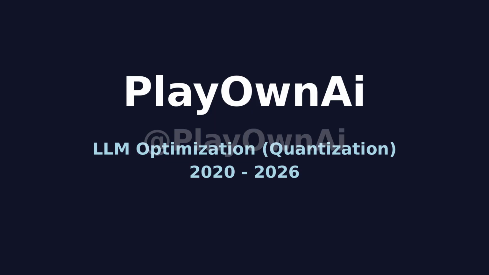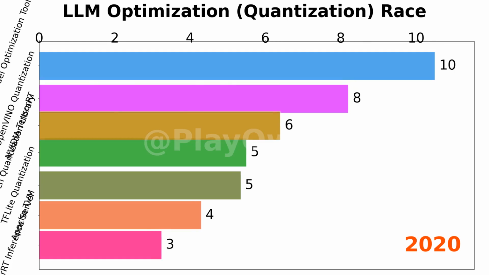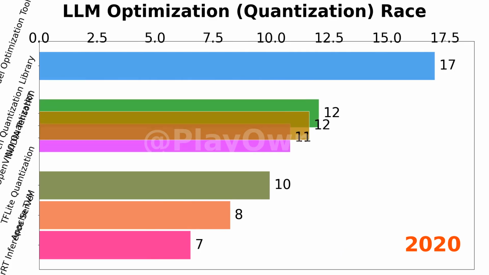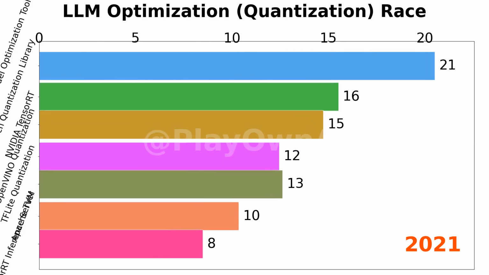Quantization race. Let's see how the landscape evolved year by year. Today, we're exploring the race from 2020 to 2026. This is for a basic idea about trending. Let's see how the landscape evolved.